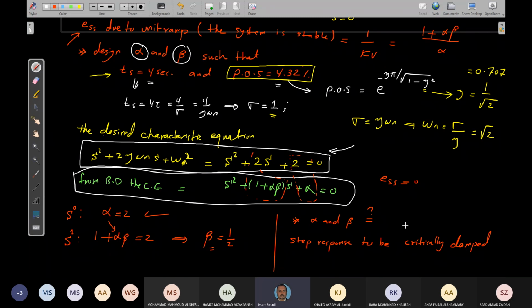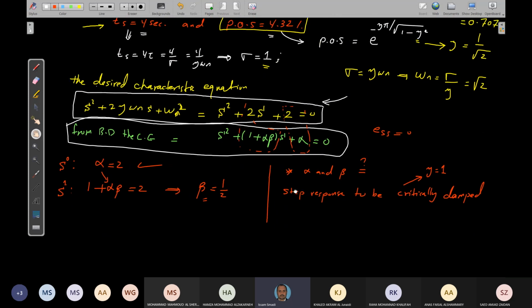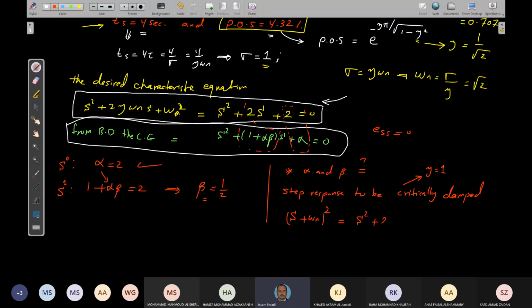Zeta equal to 1, okay. And the roots are what? Same, repeated. Negative, real, and repeated. So I need now (s plus omega n) squared as my characteristic equation, correct? So this will equal to what? s squared plus 2 omega n s plus omega n squared, or simply from here put zeta equal to 1.